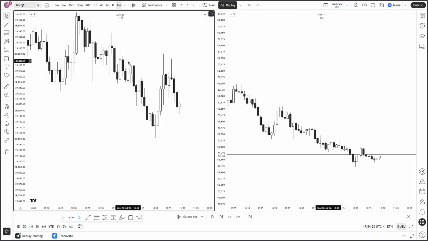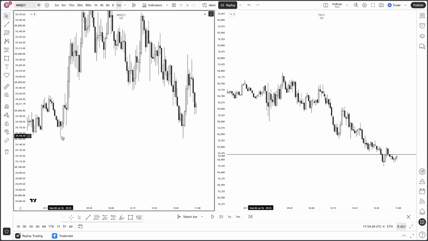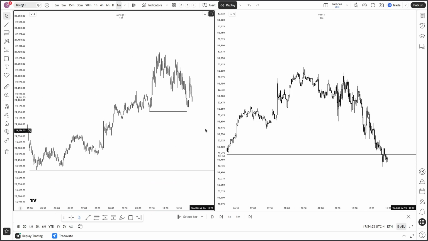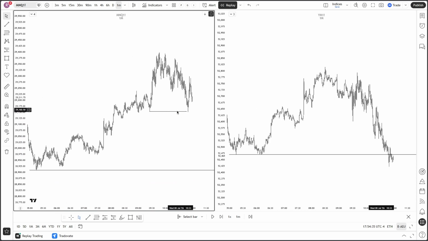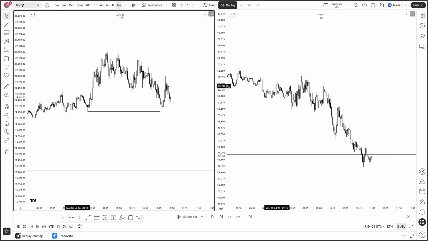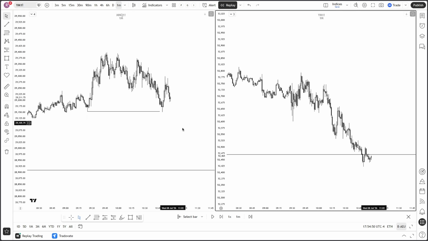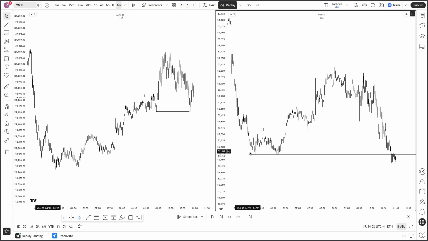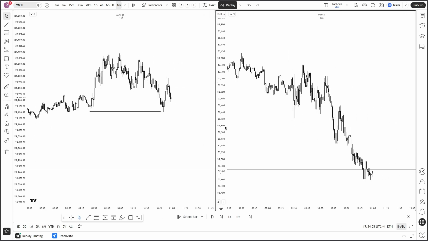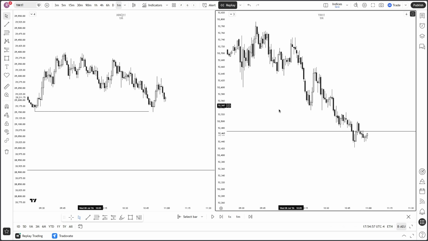I don't know why, but I shorted around here and my take profit was on this low right here. So I chose this low mainly because of the time. I was watching NQ and YM simultaneously, and this was the closest proximity low that we had on NQ when YM hit the target, the external range liquidity right there. That was its terminal liquidity.